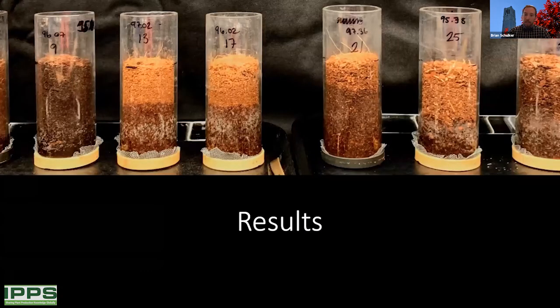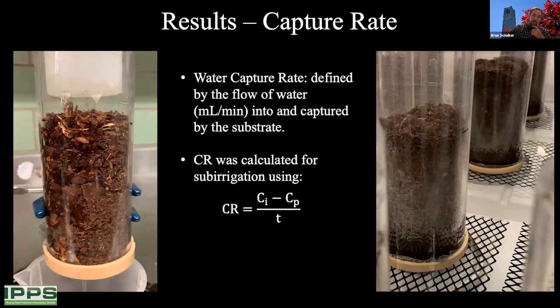Moving into the results, initial capture rate, container capacity, and particle size distribution were done on these samples. For brevity and 20-minute time constraints, I'll only be discussing the initial capture rate and container capacity. So initial capture rate here was defined by taking the initial capture, subtracting it from the previous capture, and dividing it by time.